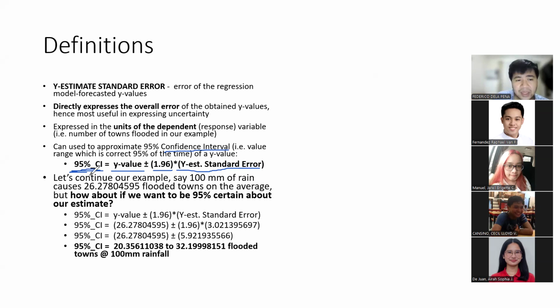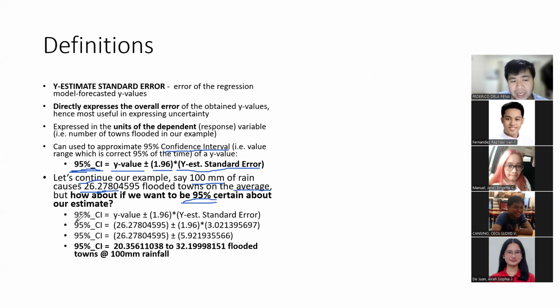Again, let's continue our example earlier. So let's say at 100 millimeters of rain, we know that we're gonna get something like 26.28 flooded towns on the average. But if we're gonna factor in the errors, this value will not always be true. So if you want to be correct 95% of the time, you can give instead a range of values, and just let the decision makers make sense of that value.